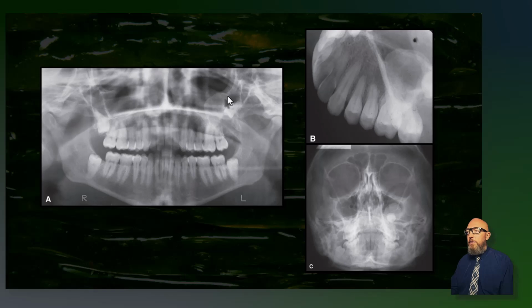Maybe a little bit difficult to appreciate. Maybe you can zoom in on your PowerPoint and see that there is a corticated border around this, attaching at the CEJ of this impacted tooth. And so that is your typical dentigerous cyst. And this shows the same thing in a lateral oblique view and in a Waters view.